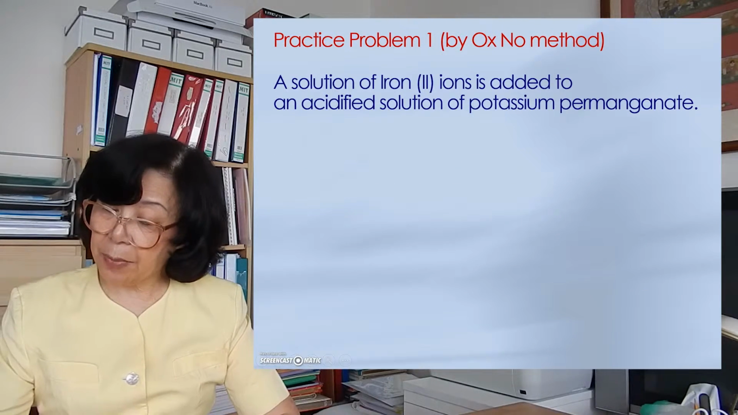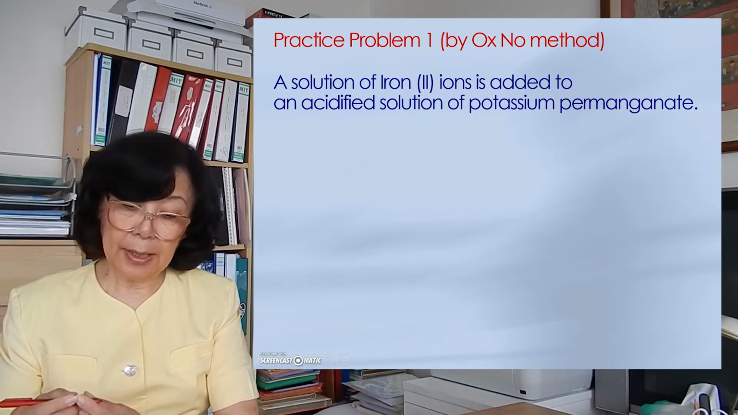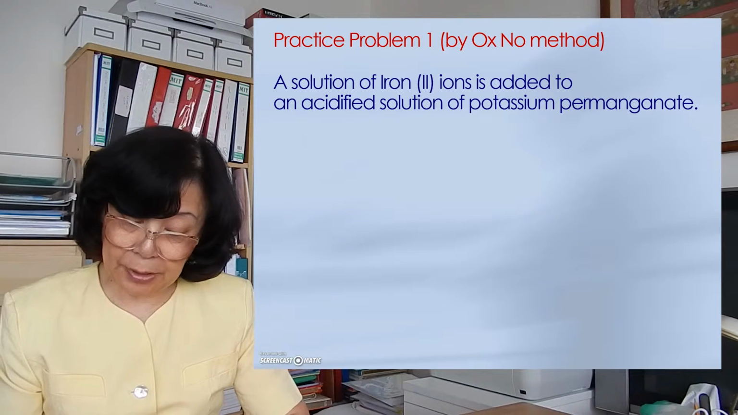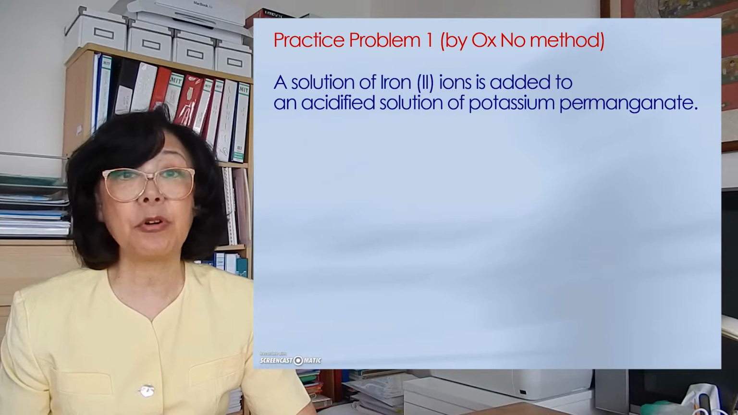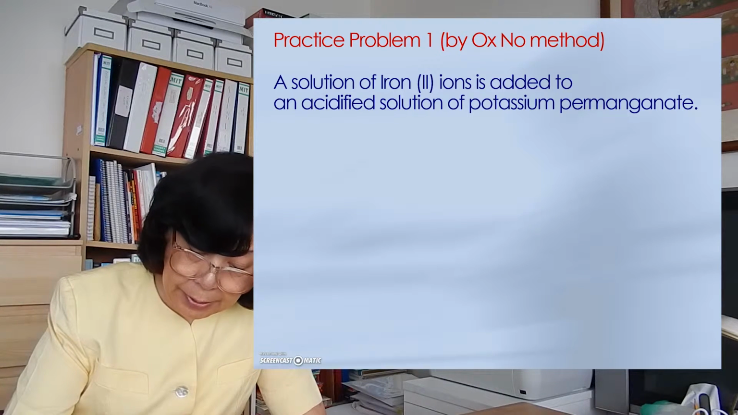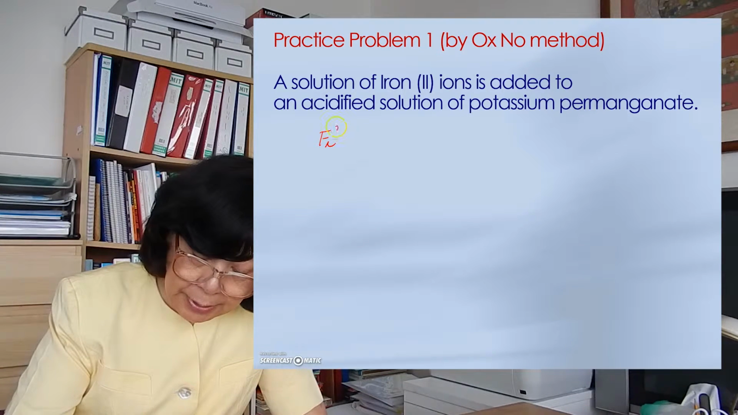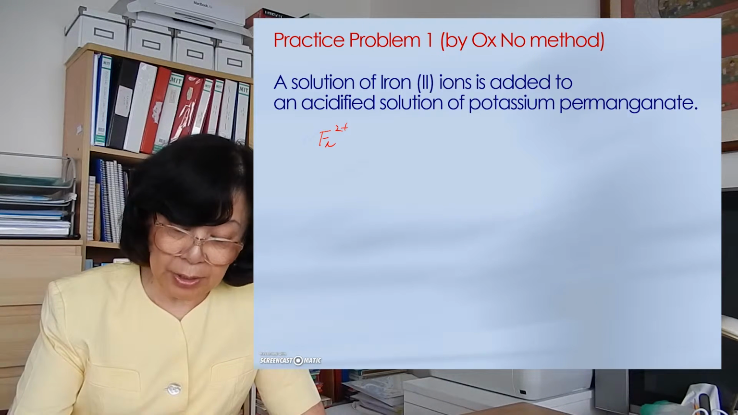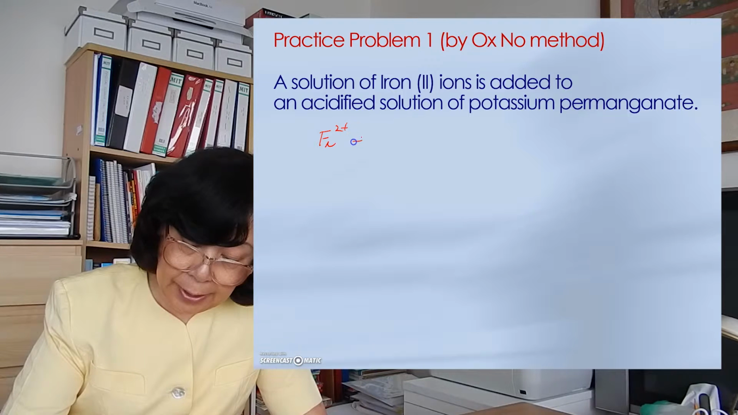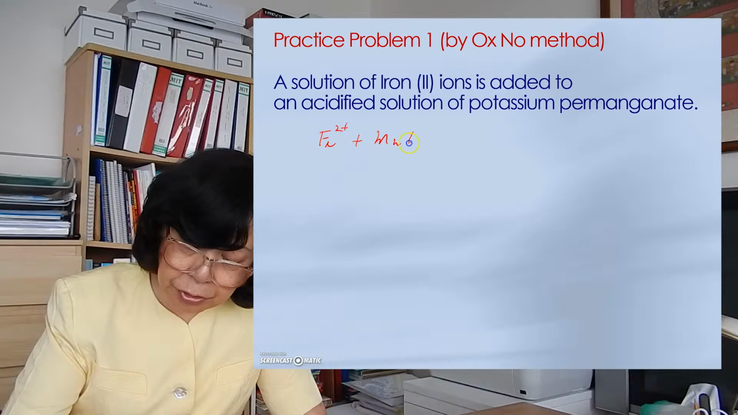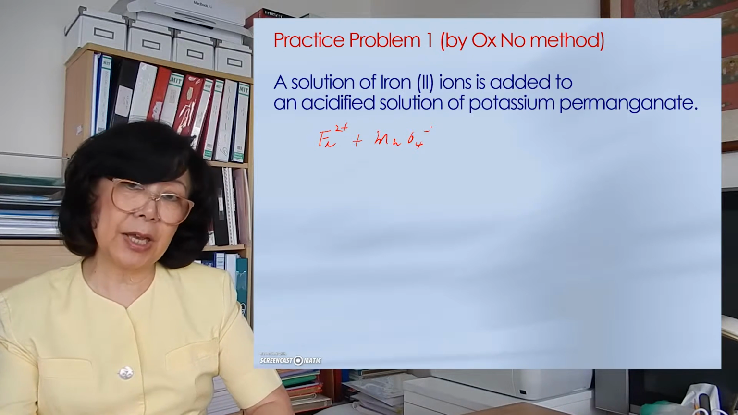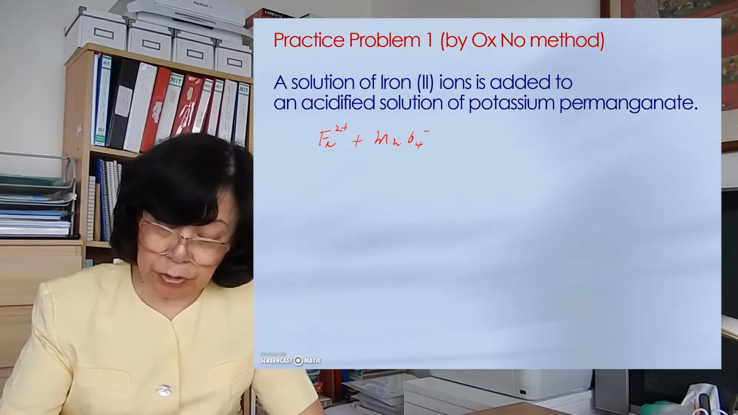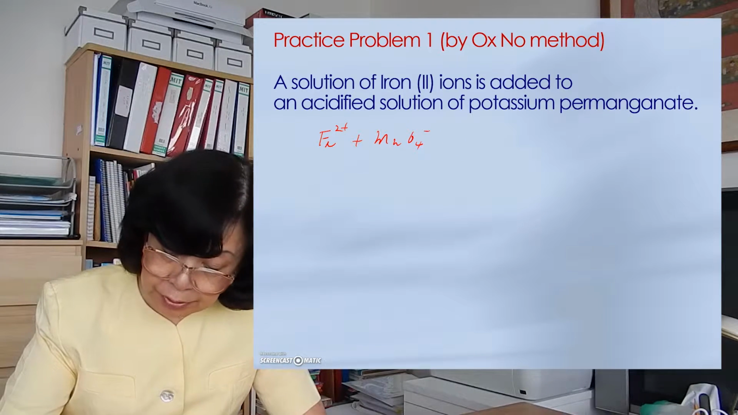So here is a problem for our practice. A solution of iron(II) ion is added to an acidified solution of potassium permanganate. So we have Fe2+ ion, and I don't bother to write aqueous, but being a charged ion, it is an aqueous solution, and permanganate solution. Now I wouldn't bother to write the H+ yet. I wait till the very end to do it, knowing that it's happening in acidic solution.